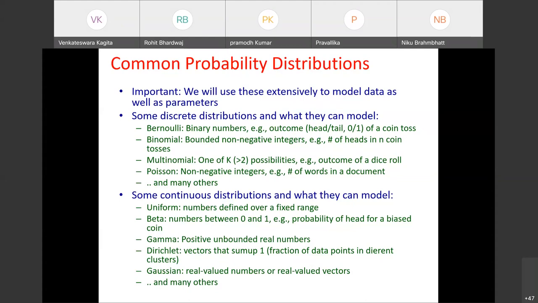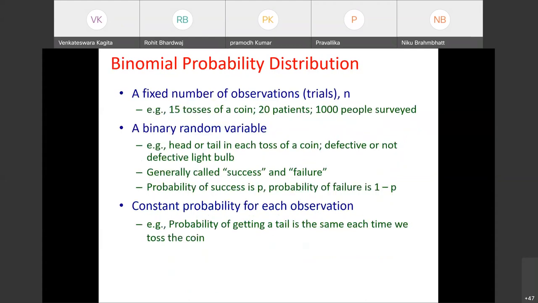Discussing all of them is outside the scope of this session. These are some of the continuous probability distribution functions: uniform, beta, gamma, Dirichlet, Gaussian. We're going to see uniform and Gaussian distributions here. So let's start with the binomial probability distribution, which is the discrete case.